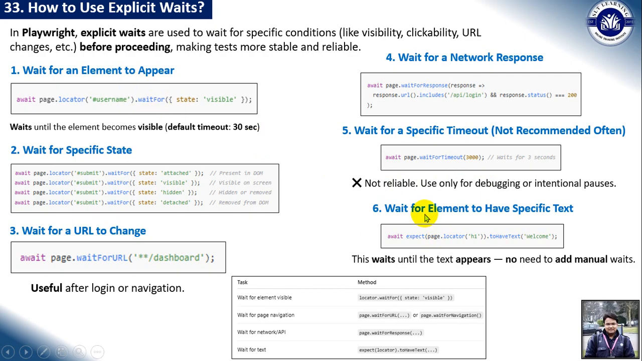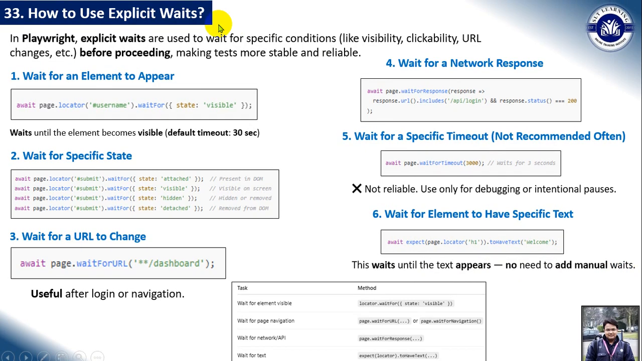Okay, then wait for the element to have specific text. Let's suppose I am waiting for the text welcome. So await expect page.locator h1 toHaveText welcome. I am waiting for this particular locator h1 to have the text welcome. This will wait until the text appears, with no need to add any manual or extra wait. So explicit wait, in simple terms, you can use waitFor, and you can provide different conditions, like waitFor state, waitFor text, and something like that, which will help you do that.